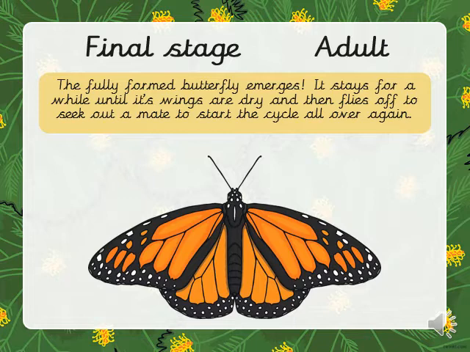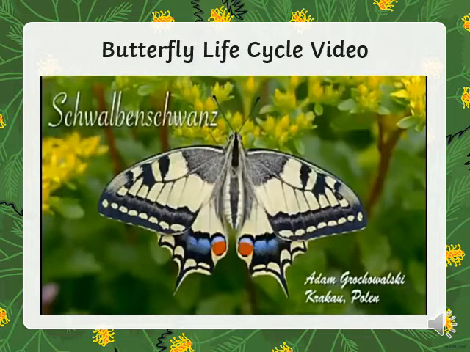We're now going to watch a video of a life cycle of a butterfly, and this species of butterfly is called the swallowtail butterfly. During this video, I would like you to point out to your grown-up each of the 4 stages of the life cycle that we've learned about today. So the egg stage, the larva stage, the pupa stage and the adult stage, please. Let's start the video. Are you ready?